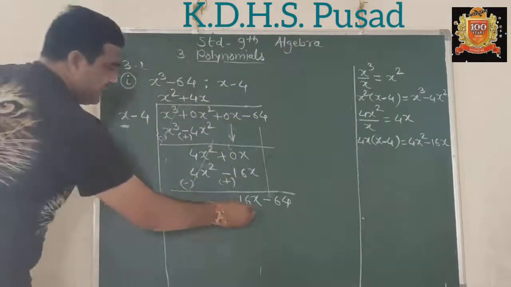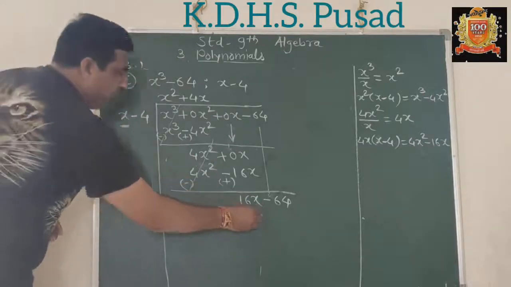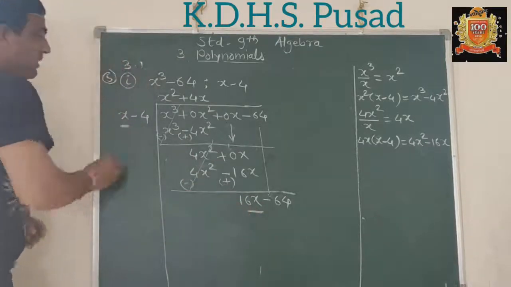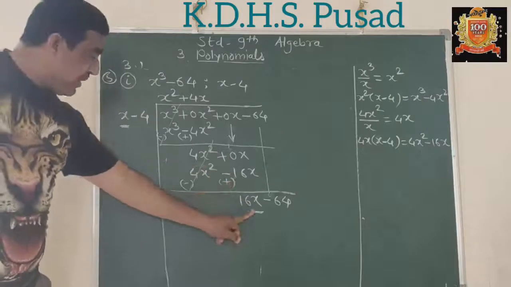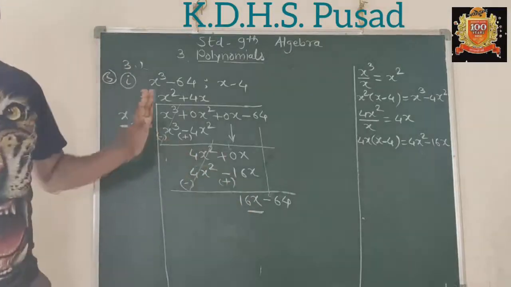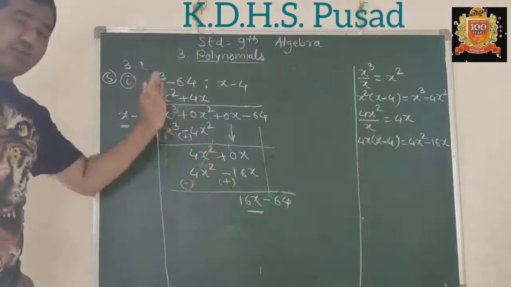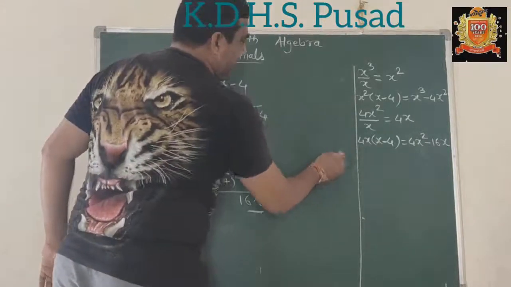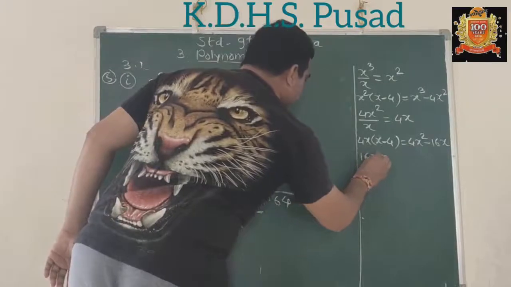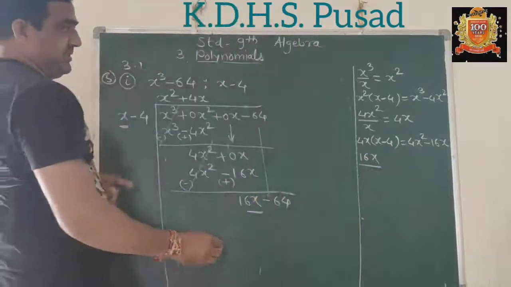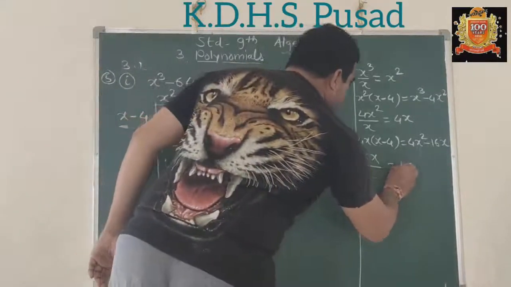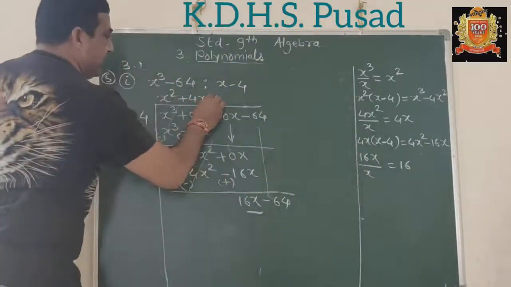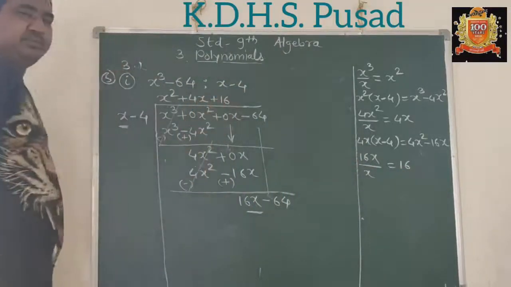Now again, you can divide until the power is the same. When the power of the remainder is less than the power of the divisor, you have to stop there. So again quotient, multiply, again quotient. 16x by this x, that is 16. Write this with its sign, plus 16.